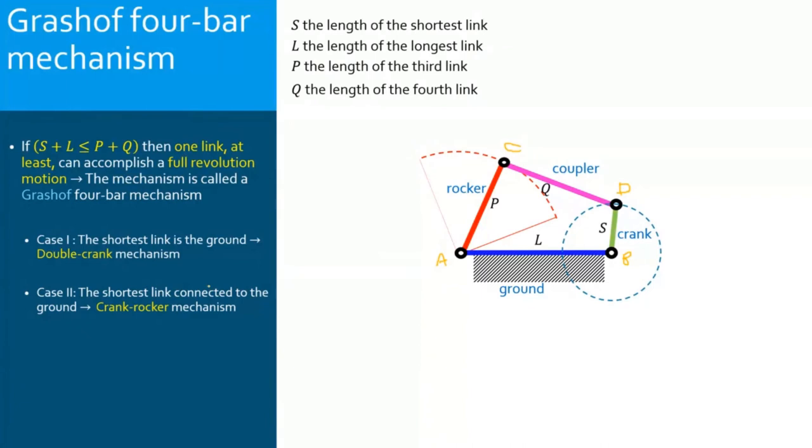Now here we can have this as the input and the other one as the output, or the opposite. It depends on what is required by the mechanism. Always we have between the input and output the coupler. The coupler is always opposite to the ground. The coupler here mostly also cannot make a full 360 degree revolution.